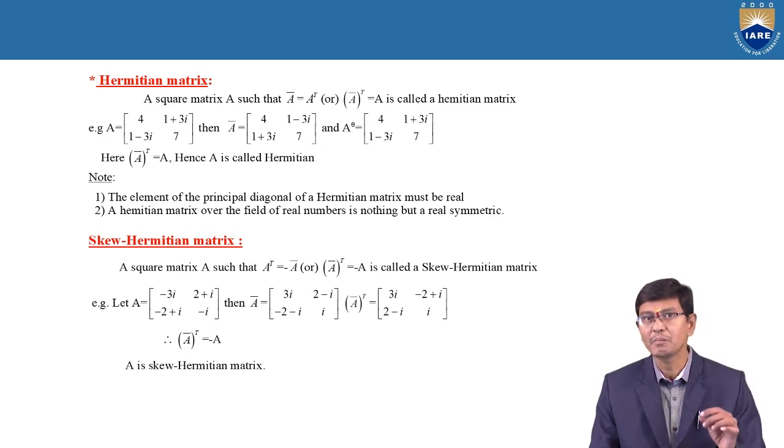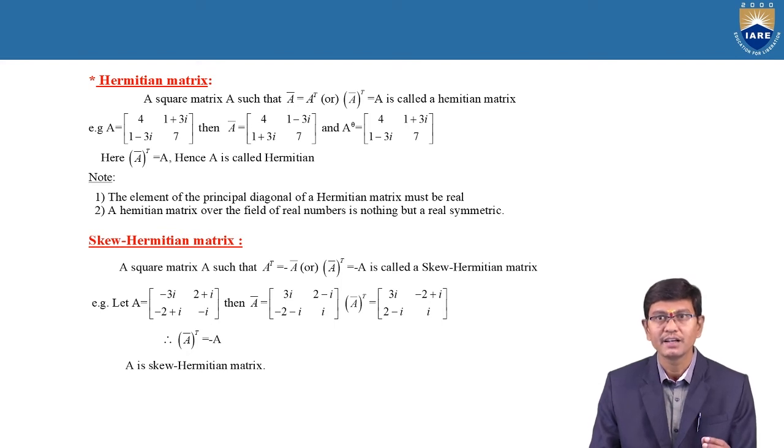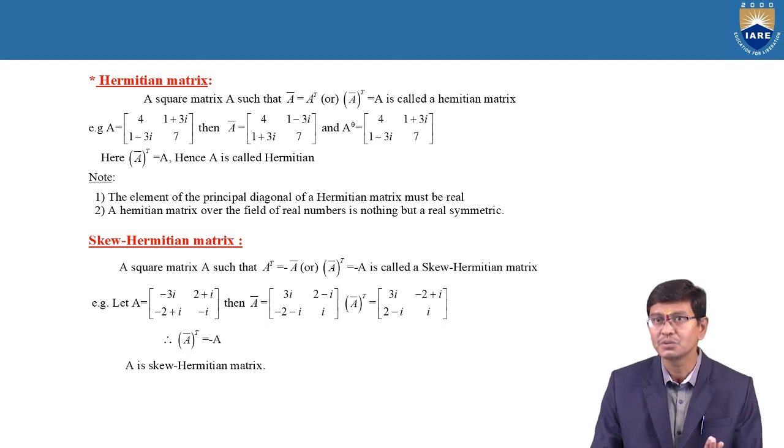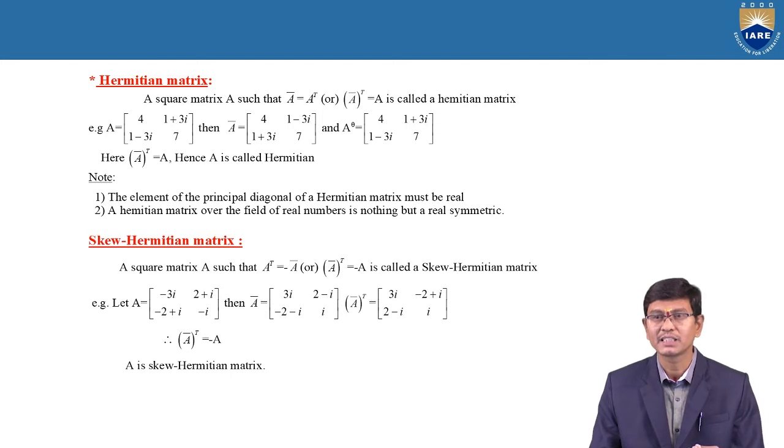First, when we apply the conjugate, the values change to 3i, 2 minus i, minus 2 minus i, and i. Again, we apply the transpose of the matrix, and the matrix is reduced to 3i, 2 minus i, minus 2 minus i, and i. Therefore, while observing this matrix, it is clearly the negative of the given matrix, so the condition is satisfied.